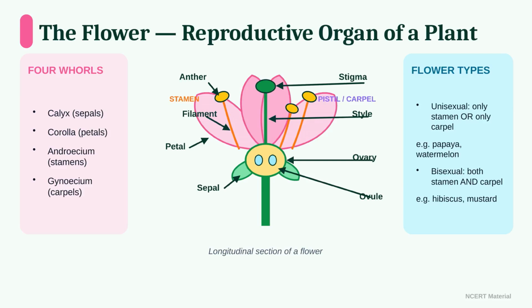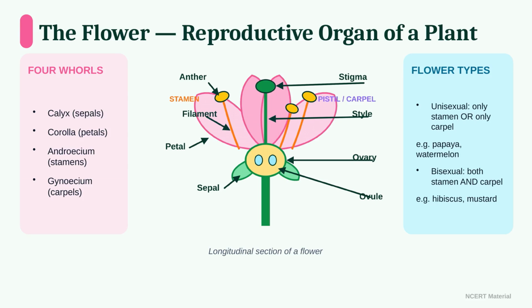In flowering plants, the flower itself is the reproductive organ. It's made up of 4 whorls: the calyx, made of sepals, the corolla, made of petals, the androcium, made of stamens, which is the male part, and the gynosium, made of carpels, which is the female part.